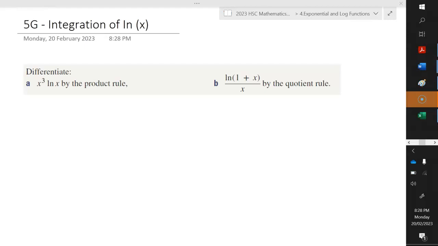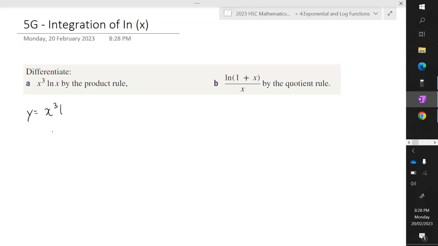Okay, so I've just jumped over into the OneNote, into the extra pages that I worked through. I wanted to have a look at a few extra questions in there. So if you hop into 5G integration of ln of x, there's a couple of questions here. I'll do the first one. It's asking us to differentiate by the product rule.